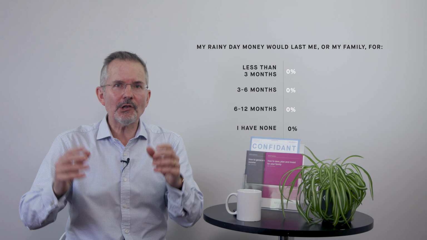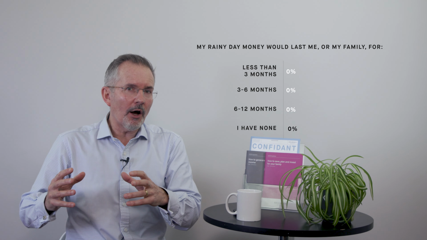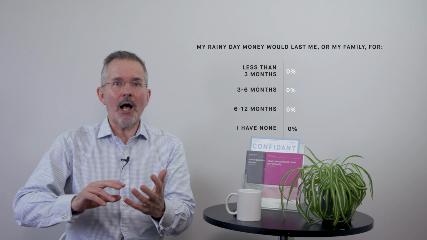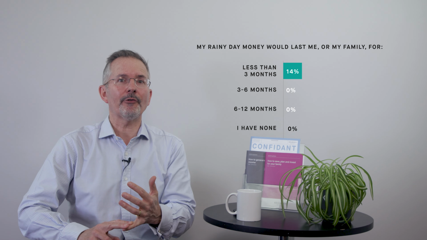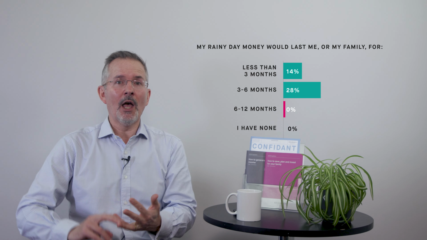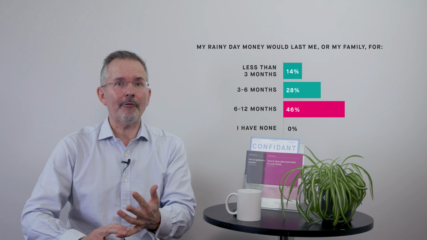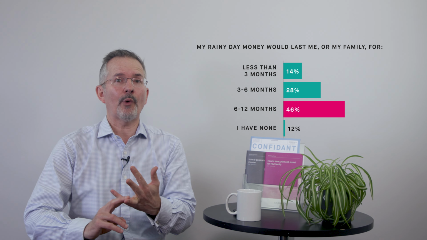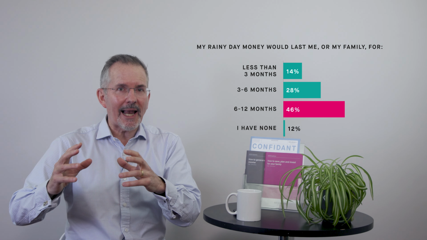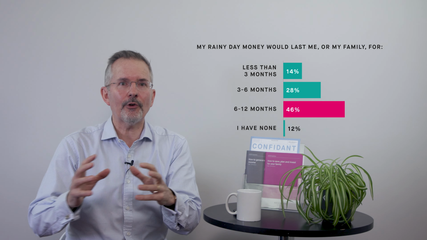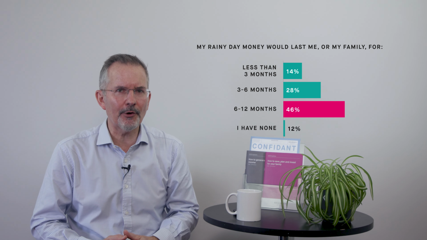Now, I did actually put this in a poll question out on social media recently. My rainy day money would last me or my family for how long, was what I asked, and here were the responses. Under 3 months, 14% of the responses I received. 3 to 6 months was 28%. 6 to 12 months, nearly half, around 46%. And I don't have a rainy day fund was around 12%. All right, so quite glad to see that the majority of people fell into either the 3 to 6 months or the 6 to 12. Now, I'll talk about those results in just a moment.